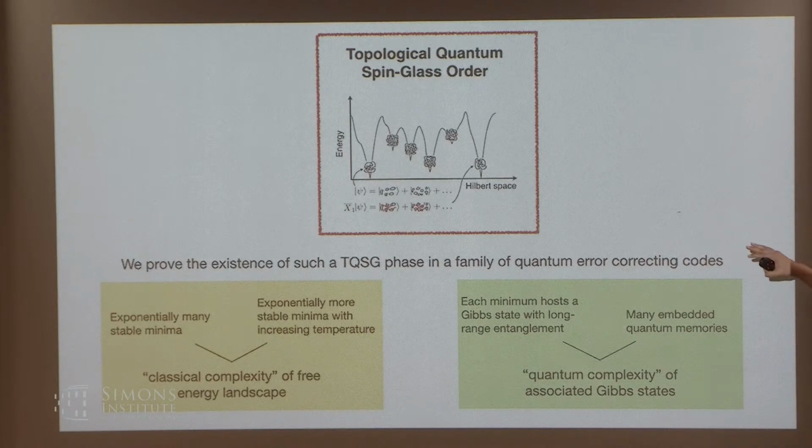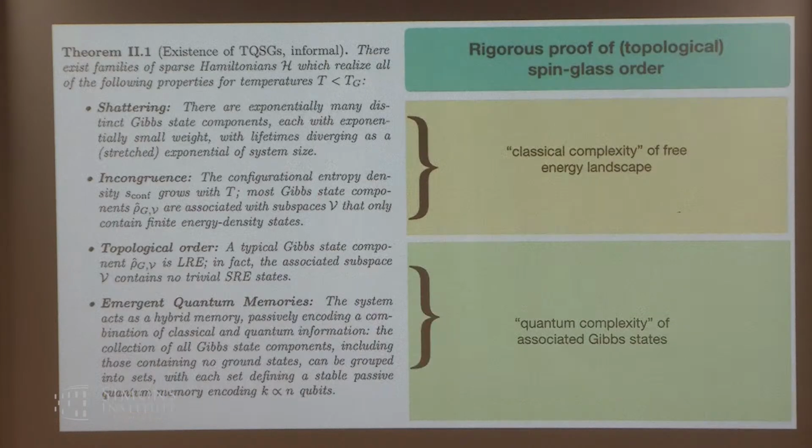And the system, in this case, actually has many, many different embedded quantum memories within its landscape. Okay? And this is now a feature of quantum complexity, because we're talking about this long-range entanglement of these associated Gibbs states.